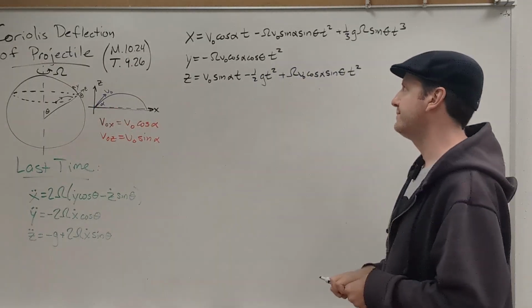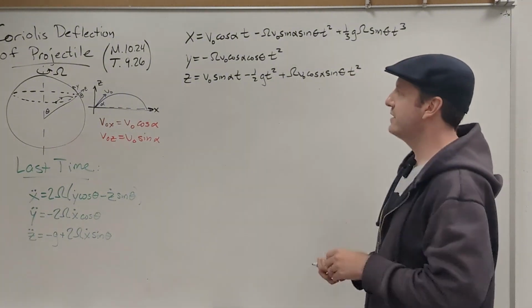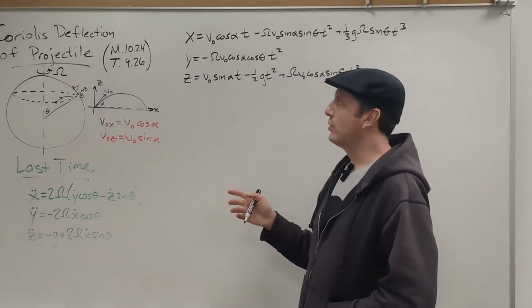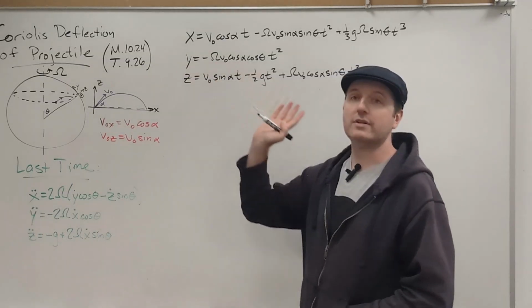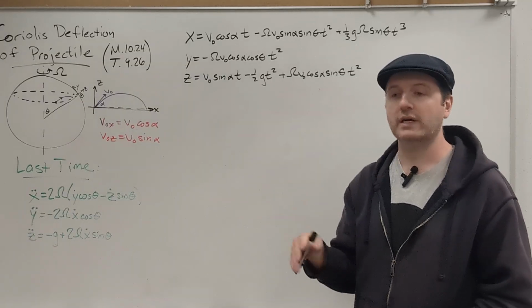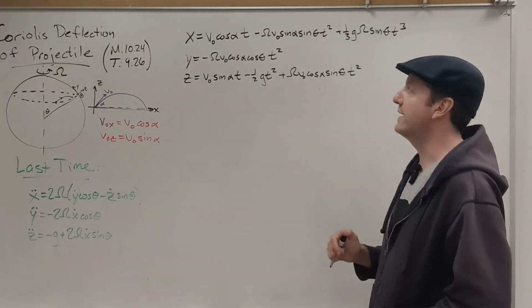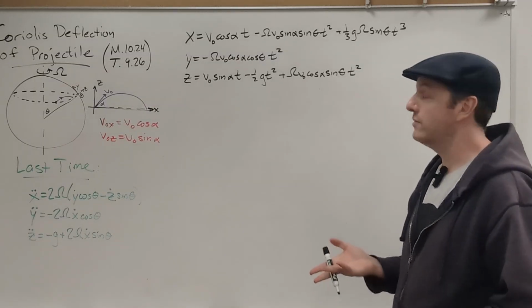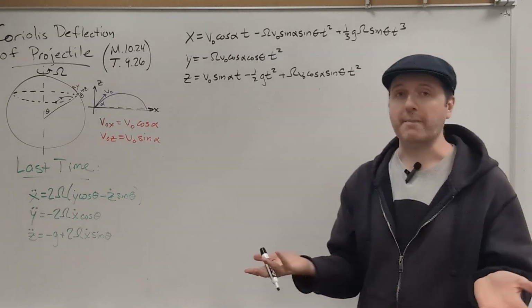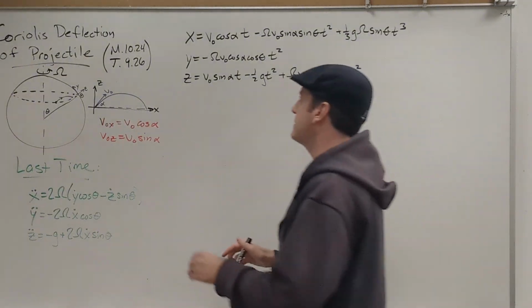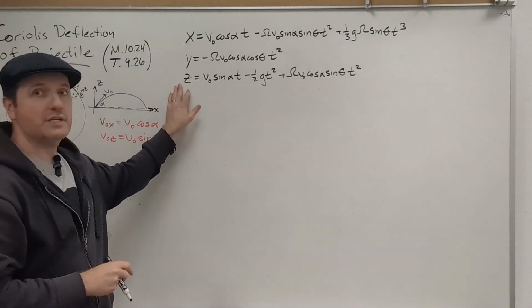Now, there's a couple things we are interested in finding. First off, we're going to be interested in the deflection. So how much is it deflected east-west or north-south, etc., due to this Coriolis effect. But there's a few other things that are probably interesting to us also. For example, what's the flight time? We might want to know how long it is in the air. So that's solved using our z equation.